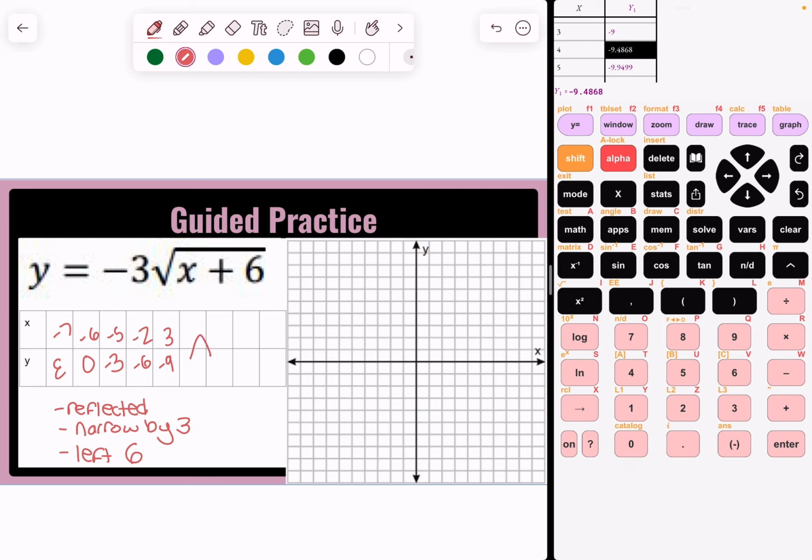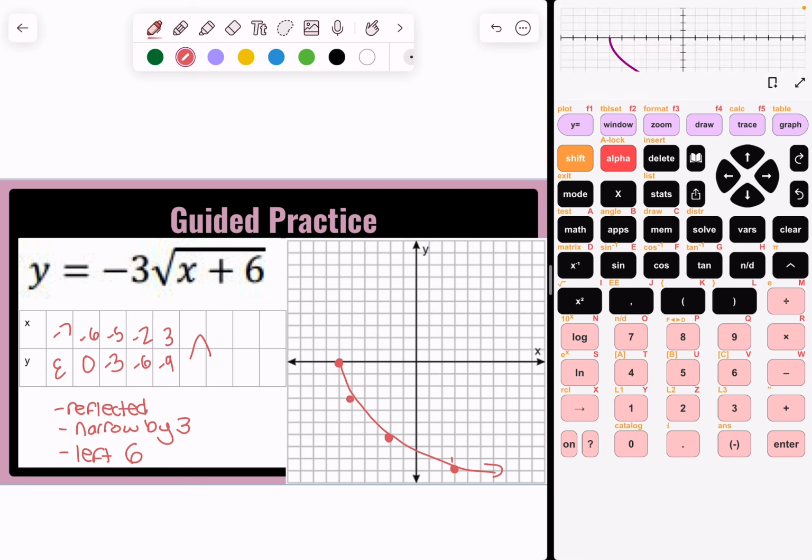All right, negative 7, 1, 2, 3, 4, 5, 6. I'm at negative 6, 0. Then negative 5, negative 3. Negative 2, negative 6. And then 3, negative 9. And we can connect them and put an arrow on this side. And make sure you always look at your graph so you make sure that your graph looks similar.